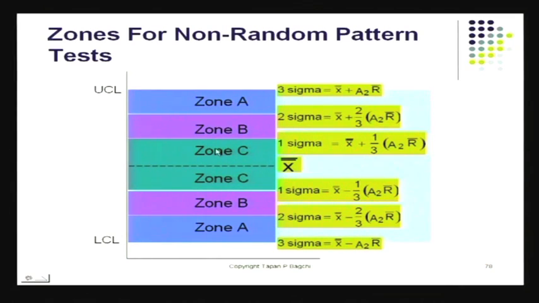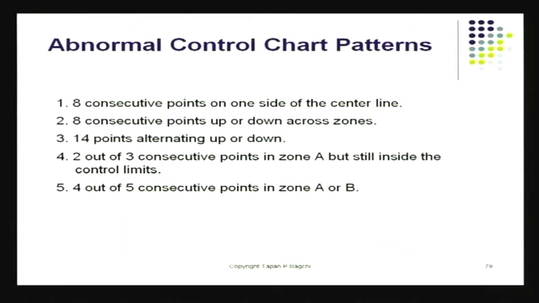And these are patterns that one should look out for, and we should try to see what could be done to prevent them. These are all abnormal patterns. Some examples are given here: 8 consecutive points falling on one side of the central line, or 8 points running up or running down. These are also unusual patterns. 14 points alternating up and down. These have all been found by, in this case, the AT&T company.